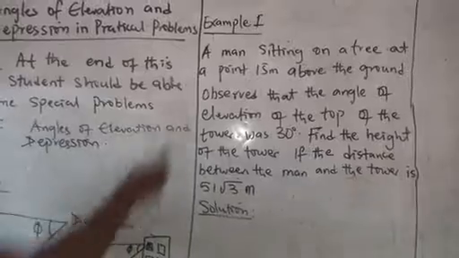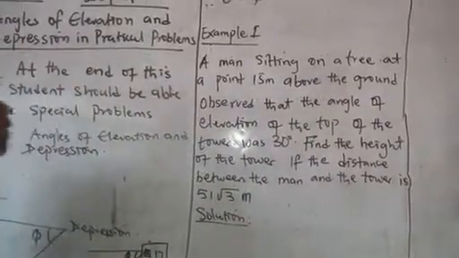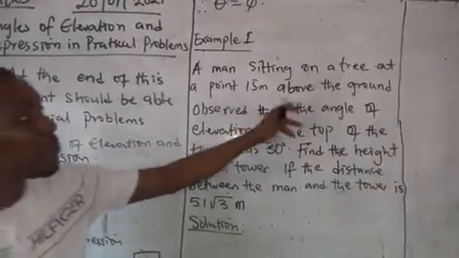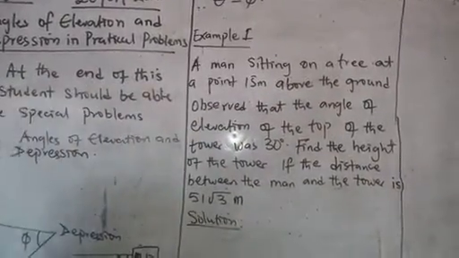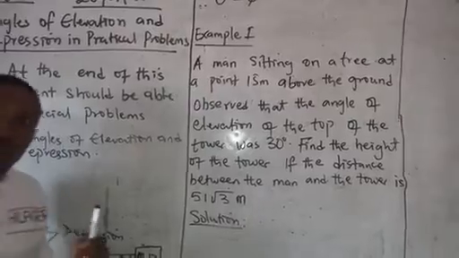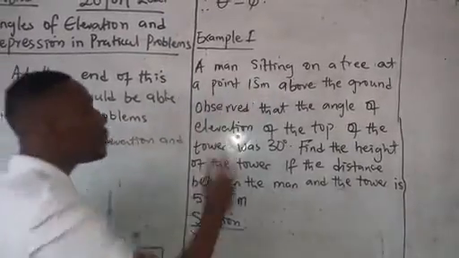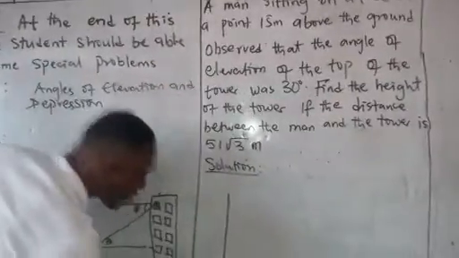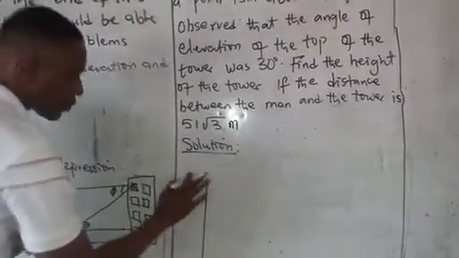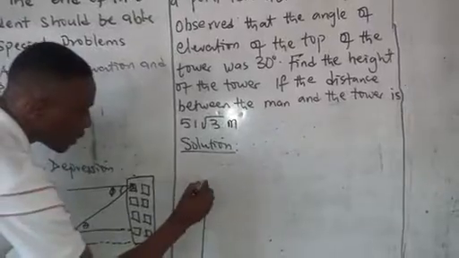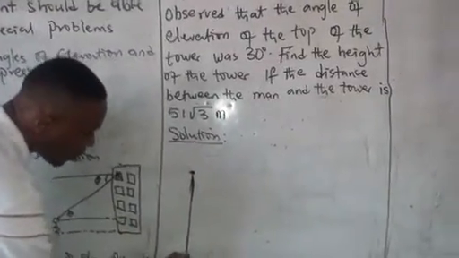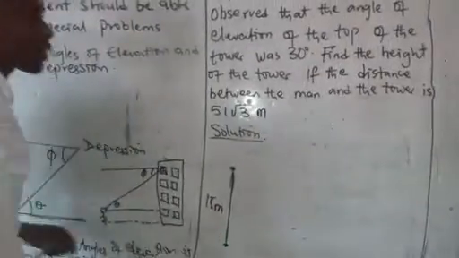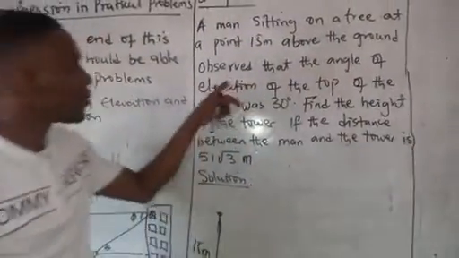Example 1. A man sitting on top of a tree at a point 15 meters above the ground. So the man is sitting on top of a tree 15 meters above the ground, which means this is a tree. So this is where the man is sitting. From the top of the tree to the bottom of the tree is 15 meters above the ground.